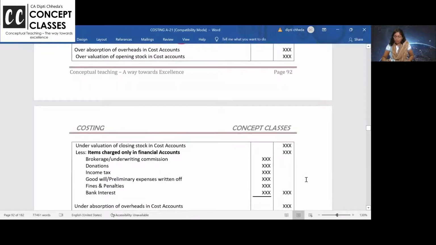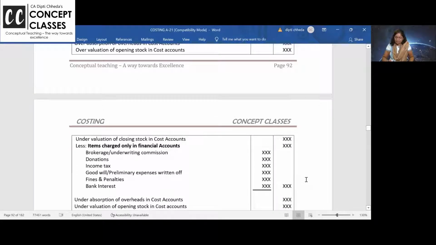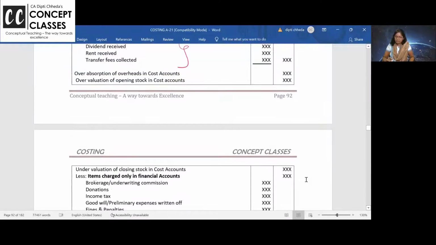Now, overvaluation will always be add, undervaluation is not like that. In the routine class, I will explain step by step by reading the problem and doing the adjustment. But here let us see how it will be done. Less the items in the financial books. If they have paid income tax, goodwill written off and all, you also deduct it.